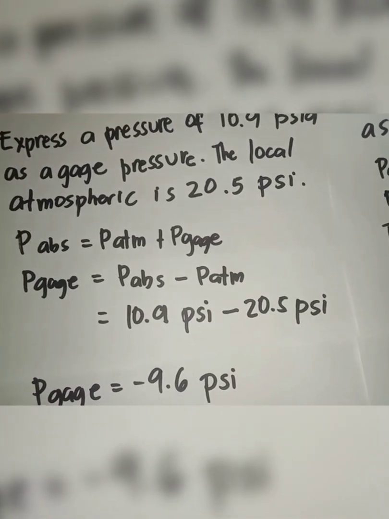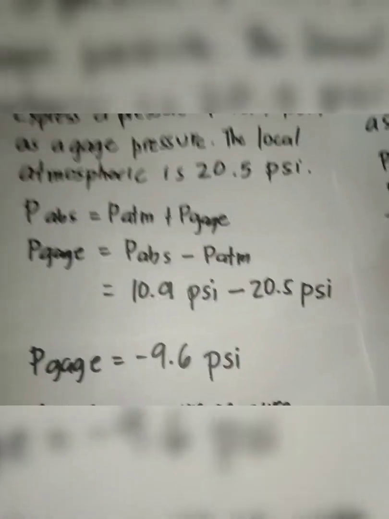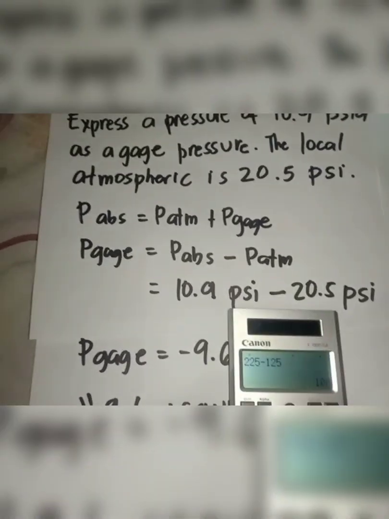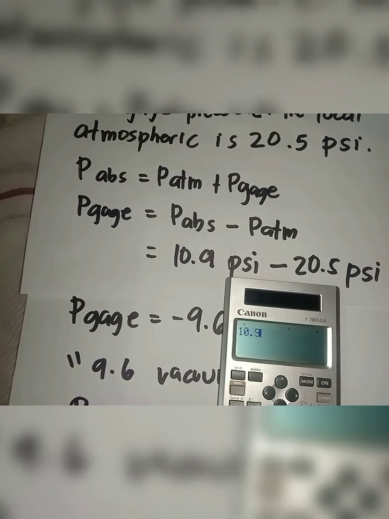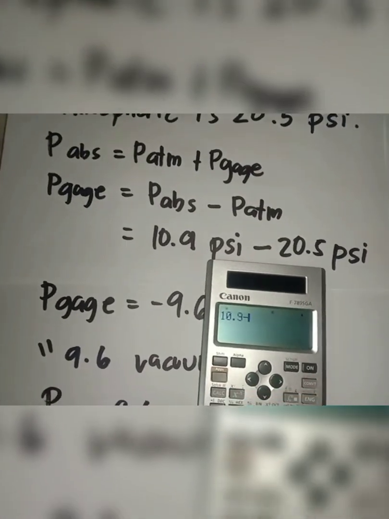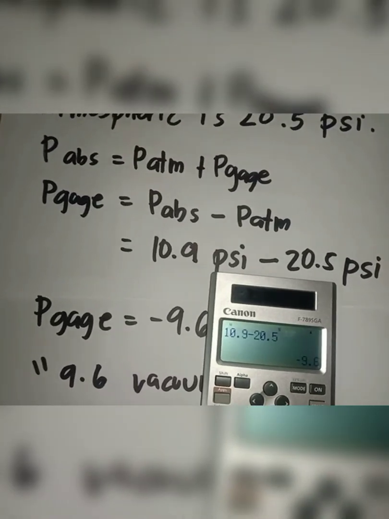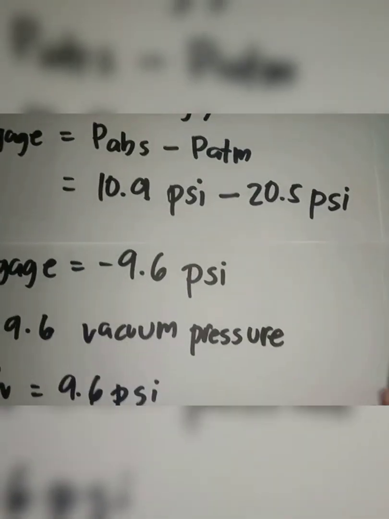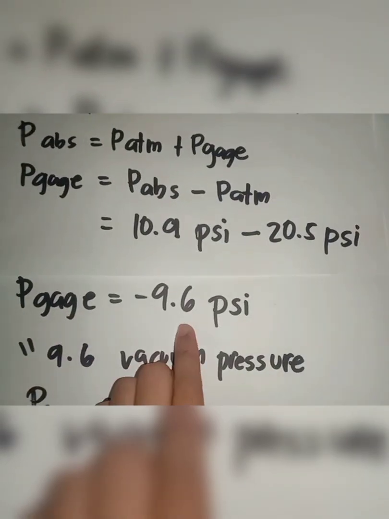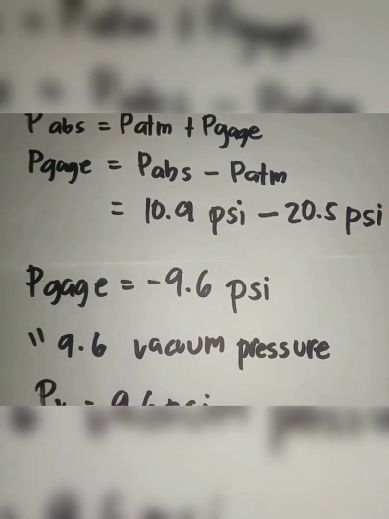So 10.9 minus 20.5 is equal to negative 9.6. So the gauge pressure is negative 9.6 psi.